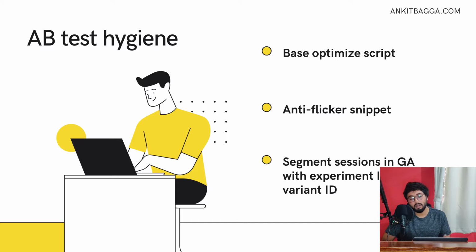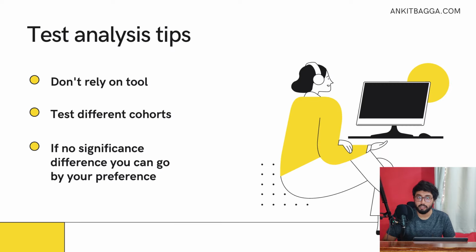The third one is the sessions in GA with the experiment ID and the variant ID. Whenever you link Optimize and Google Analytics, Google Optimize will give you segments that you can export to Google Analytics. But if you want to do it yourself, in Google Analytics, create a new segment and filter the sessions. In that segment rule, you filter the sessions with the experiment ID and the variant ID and feed in the values that you're getting from Optimize. Then you should be able to do different cohort analysis, which I will talk about in the later part of the slide.